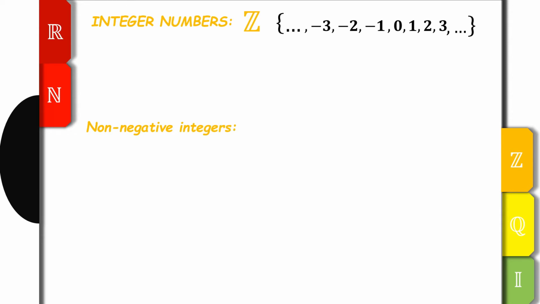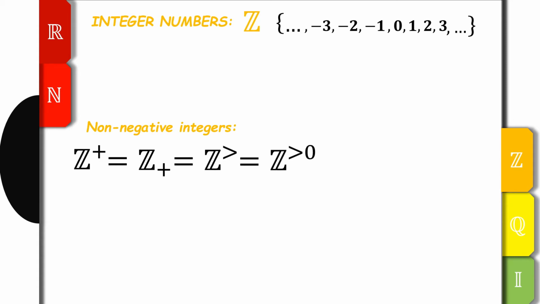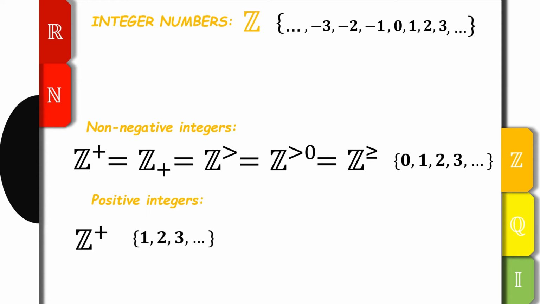The following notations are the same Z with a plus sign superscript or subscript, a greater than sign superscript, and we can also add a 0 to it, or we can use a greater than or equal to sign superscript. If we want to specify that we are talking about just the positive, this means that they don't include the 0, then we could use the same Z and a plus sign superscript.